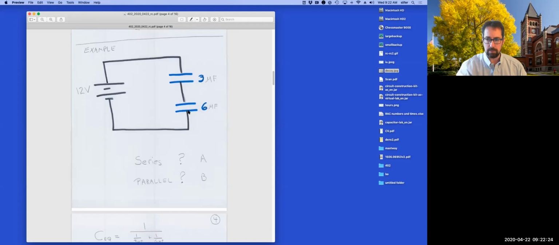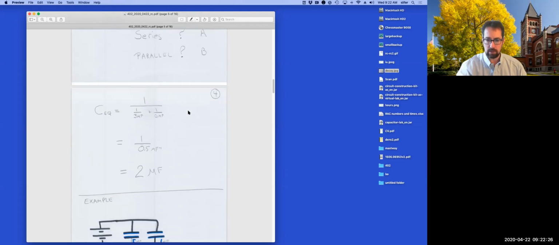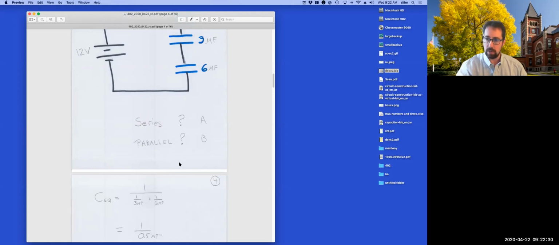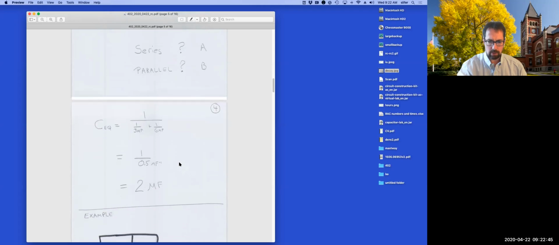And in that case, I just kind of mentally replace that 6 and 3 with a 2, and now I know how that jumble of capacitors acts. You could imagine that if you have 10, 20, 30 capacitors, this can be a very powerful technique to make your life a lot easier, and that's why people do it. Okay, so that's our first numerical example.